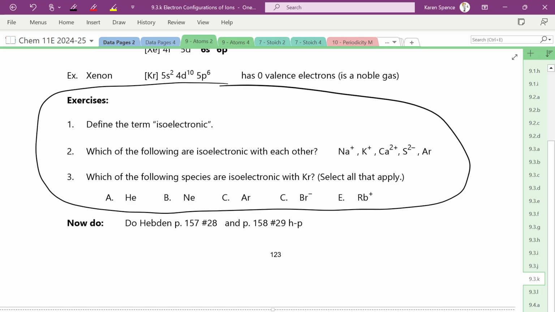Now, a lot of this can get really repetitive. So if you're finding that you're like, I've got it, I don't want to do every single question, for example, do every other question or every third question or something like that, yes. You don't have to do every question. And page 158, number 29, H to P.